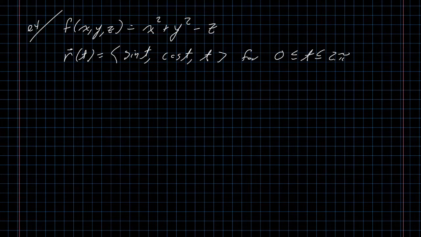For t between 0 and 2 pi. All right, this time we're being given the parametric path instead of having to try to interpret it on our own.